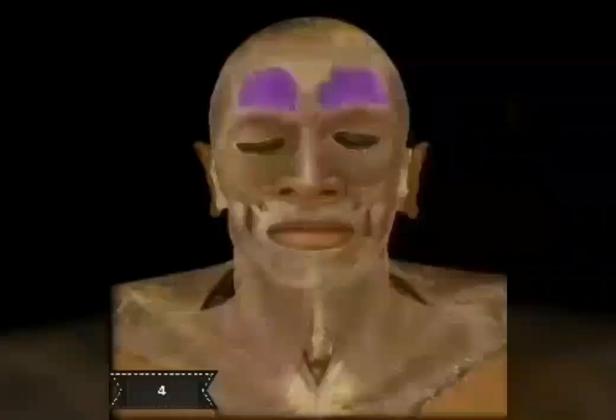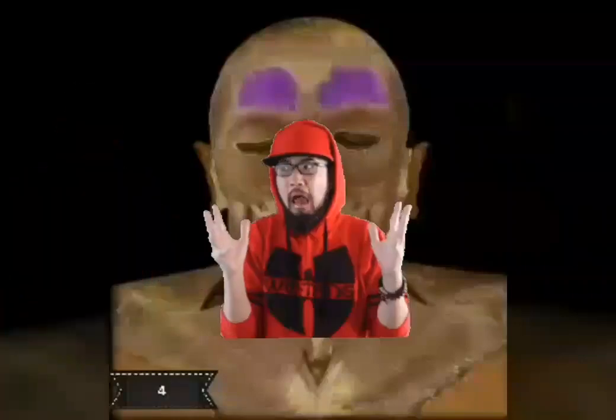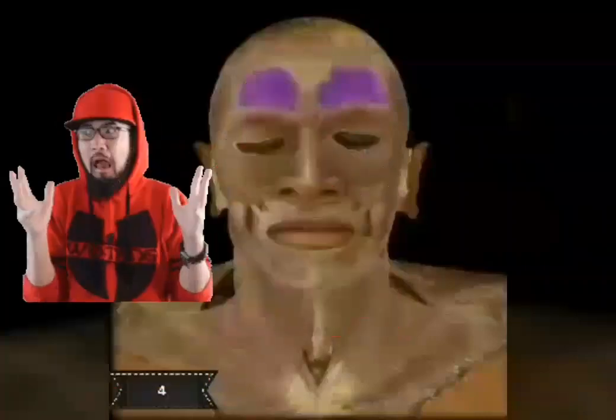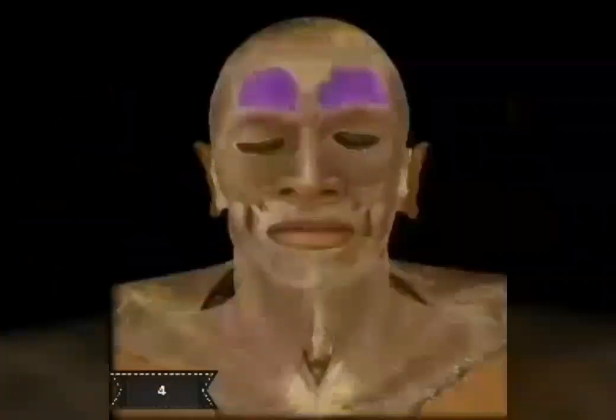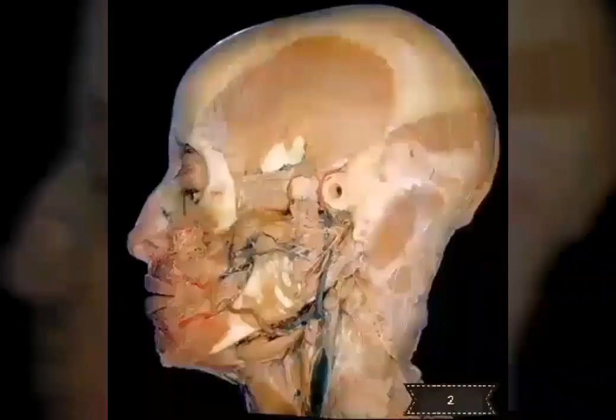The actions of the frontalis muscle are raising the eyebrow, making wrinkles in the forehead region, and also it is responsible for the expression of surprise or horror. Also we have the occipitalis muscle. The occipitalis muscle originates from the superior nuchal line of the occipital bone. It is inserted into the galea aponeurotica. So you have to know the origin and insertion of these muscles.